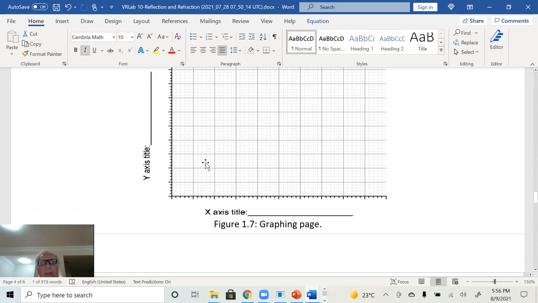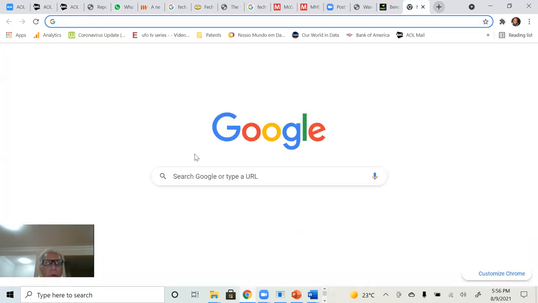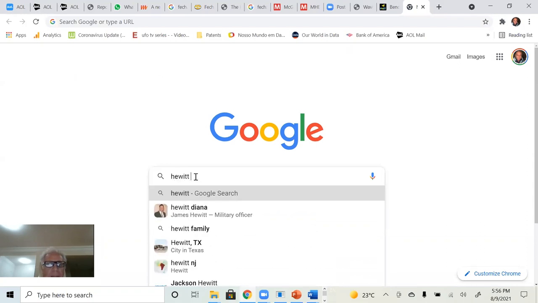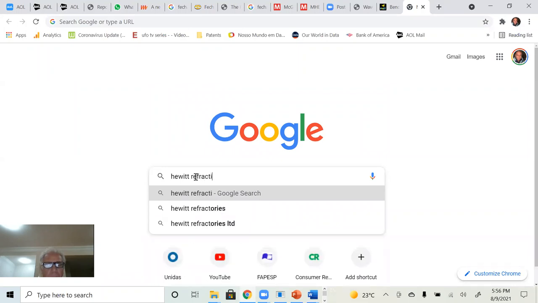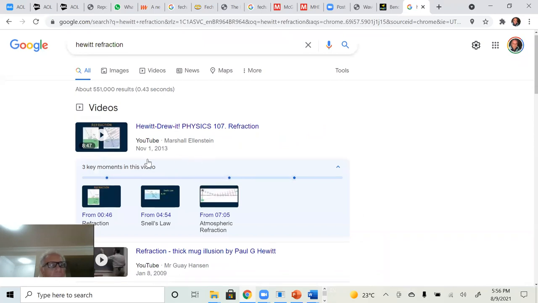Now, there is a very nice analogy for this behavior of the light that you see. Let me see if I can find it here on the internet. The fact that the light is bending towards the normal, from lower refractive index to higher refractive index. Hewitt has a very nice explanation of refraction on the internet. Oh yeah, he does. Here you go. This guy is a genius, okay?